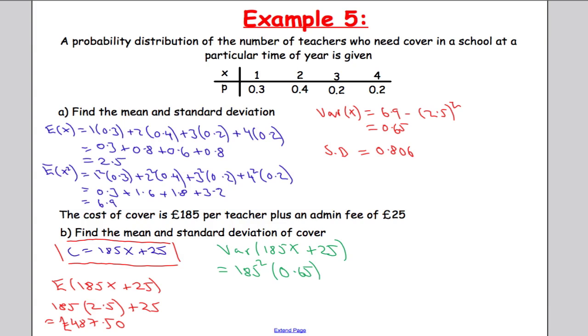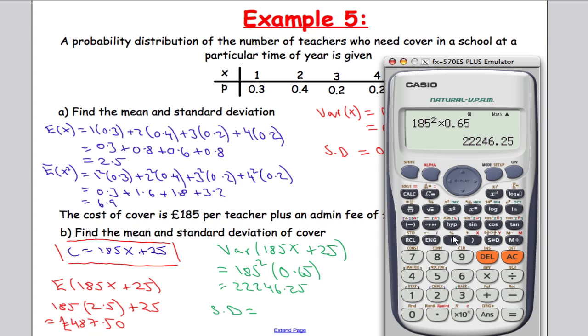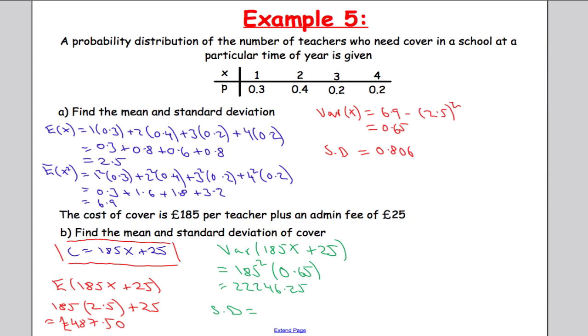Let's just write this down first. 22,246.25. And then I need to get the standard deviation. So the standard deviation we get by taking the square root of my variance. So take the square root of my answer and we get 149.15. Alright, excellent. So that's how we can use linear transformations to solve a problem here.